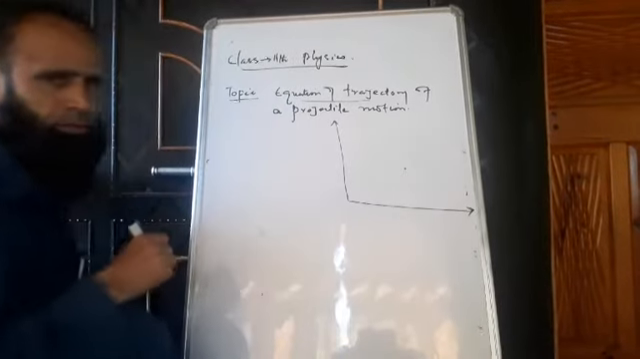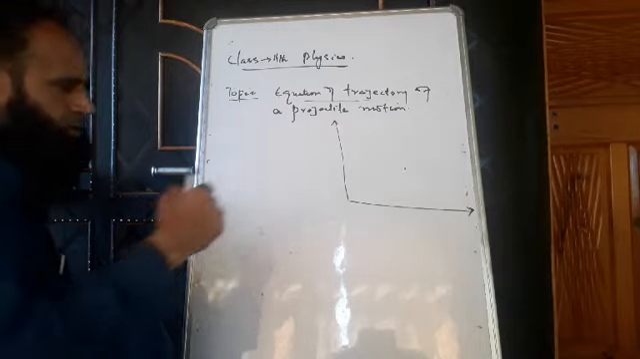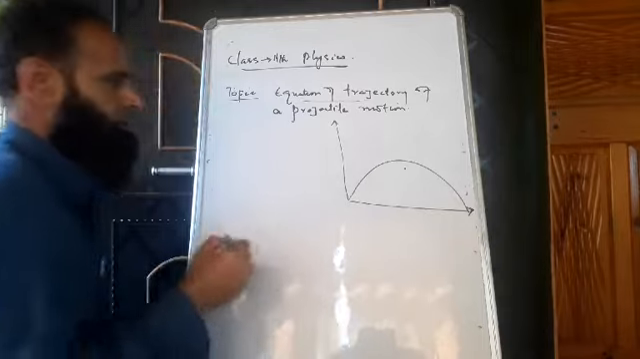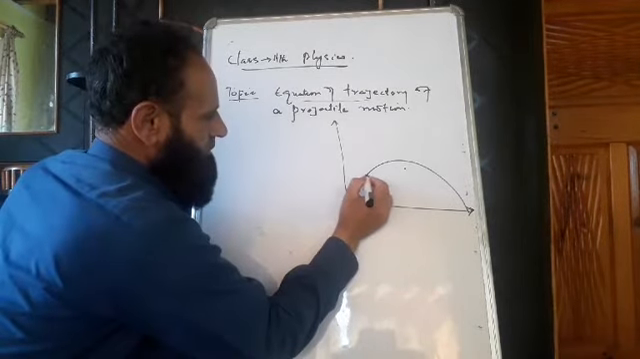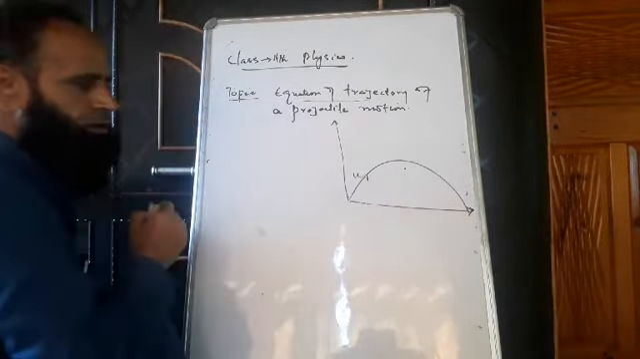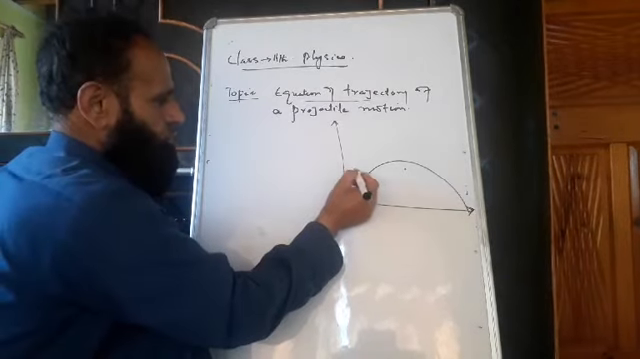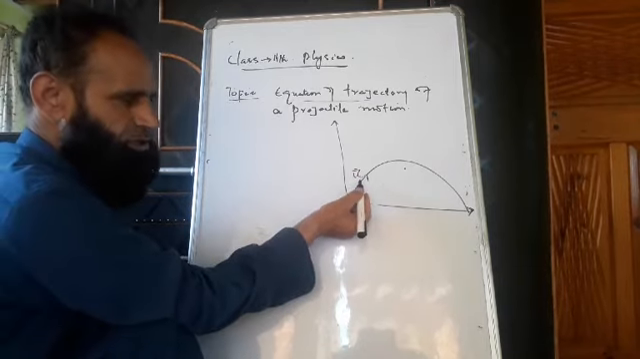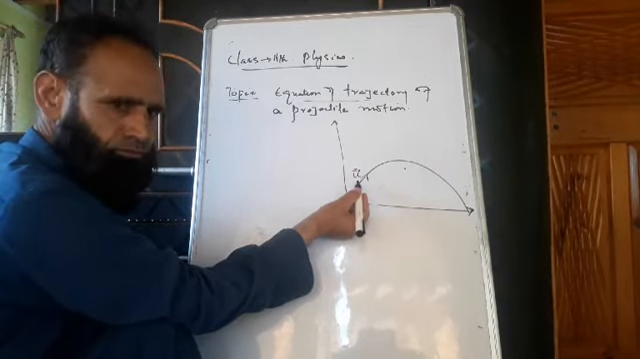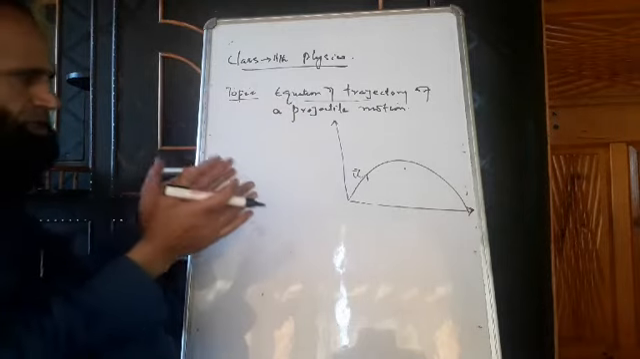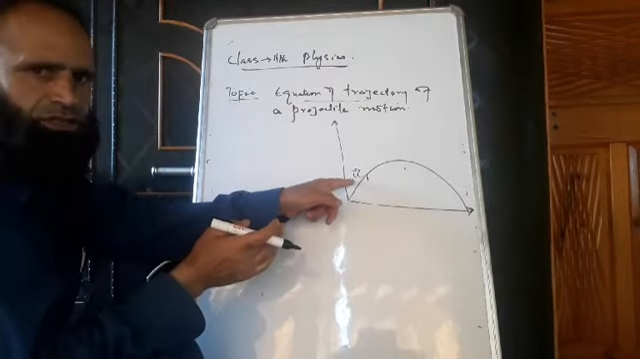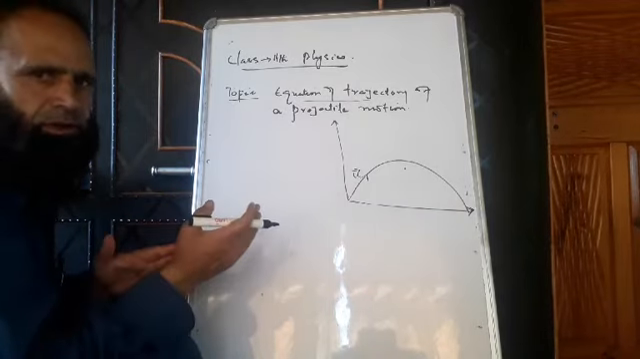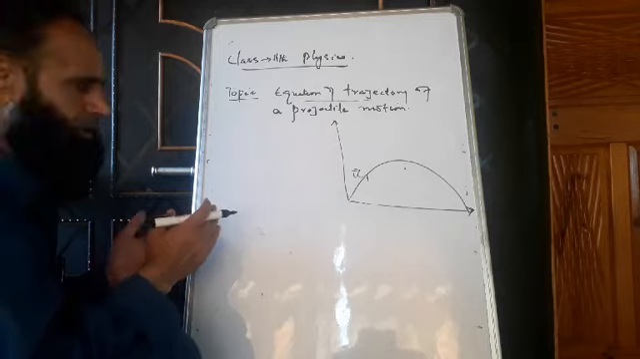Let us take any projectile. It is having an initial velocity u. We have thrown a projectile which is having a certain initial velocity u. Let us resolve this velocity into two rectangular components, the horizontal component as well as the vertical component.